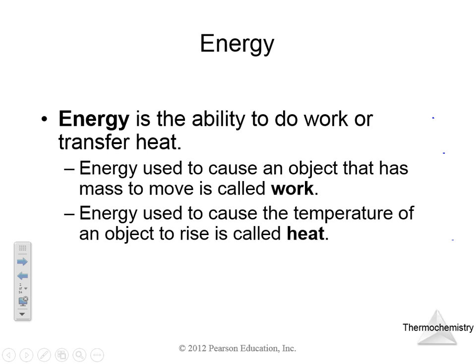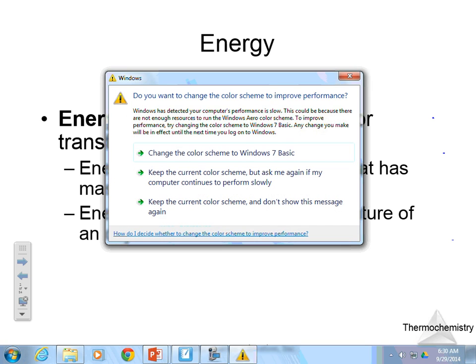Energy used to cause an object that has a mass to move is called work. So anytime we're moving an object, it's called work. Anytime we cause the temperature of an object to rise or fall, it's called heat.